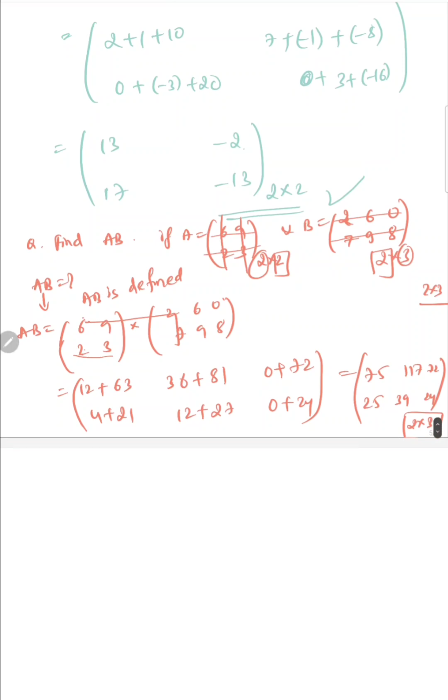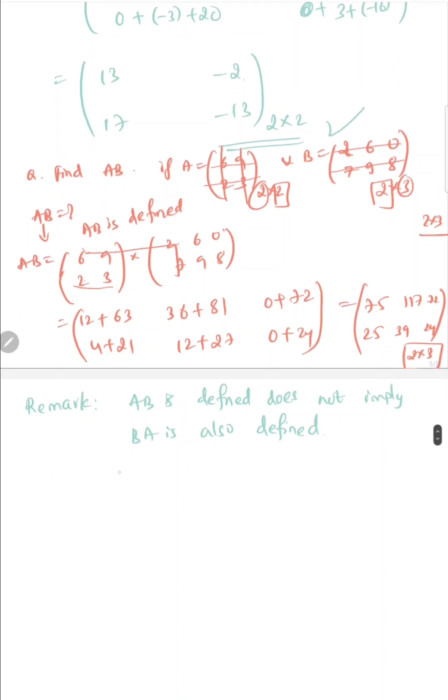As I said, we can take a remark on the product of two matrices. A into B is defined does not imply B into A is also defined. It doesn't mean that if AB is defined, then BA is also defined. For example, take A as a matrix of order m by n and B as a matrix of order n by q. Then A into B is defined because the number of columns of A is equal to the number of rows of B.